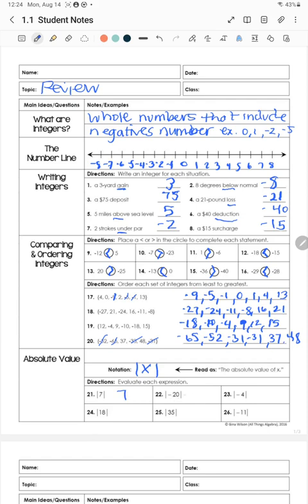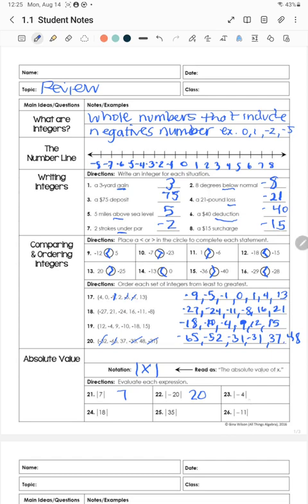The absolute value of negative 20 would be 20. That's the value. There's no negative, we're just looking for the value, like how much is it worth? Even if it's negative, it's still 20, right? Even if it's somebody taking 20 away, it's still the value of 20.